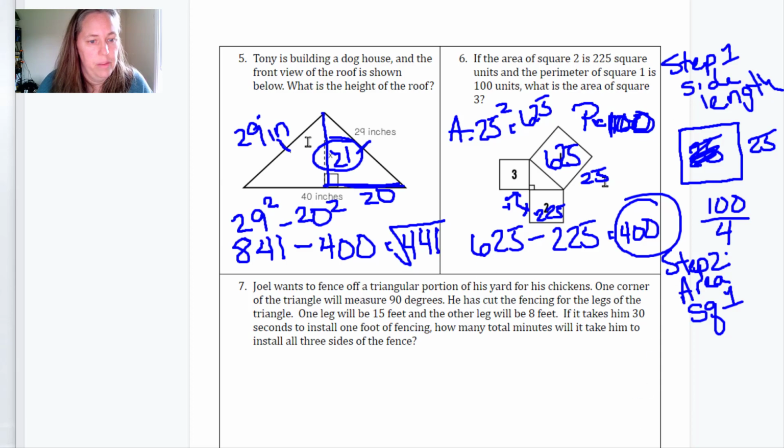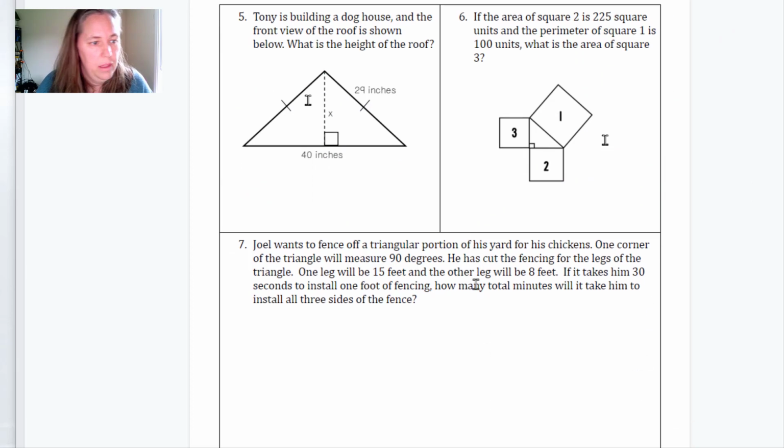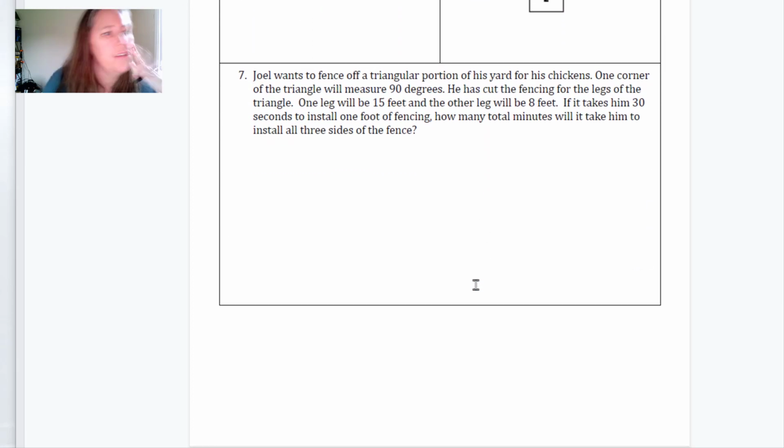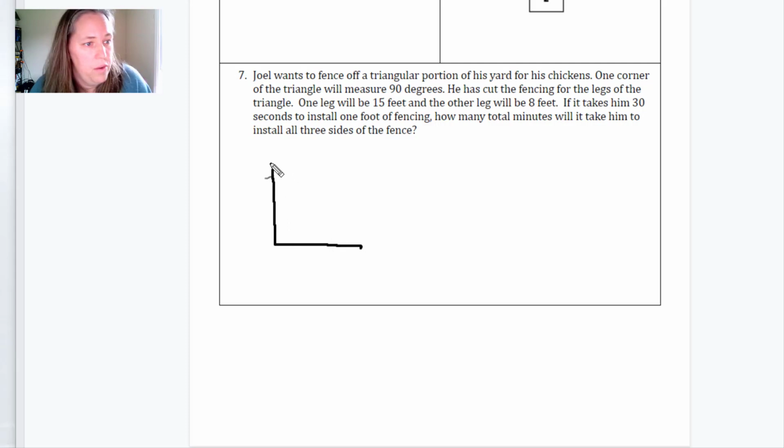I think we'll do 7 as well. Just get it done here. Number 7, Joel wants to fence off a triangular portion of his yard for chickens. Okay, Joel. Chickens. One corner of the triangle will measure 90 degrees. Oh, well, I didn't quite do that right, but there we go.